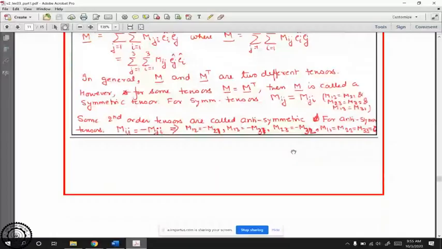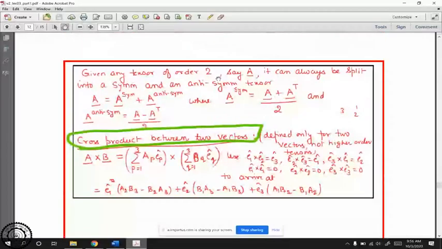All right. I will finish with this slide. Given any tensor of order 2, again, I'm talking only about second order tensors. And again, I am picking and choosing certain definitions with the motivation that we are going to encounter these in fluid mechanics. So given any tensor of order 2, say A, it can always be split into a symmetric and an anti-symmetric tensor. The symmetric tensor is defined as A plus A transpose by 2, and the anti-symmetric tensor is defined as A minus A transpose by 2. All right.